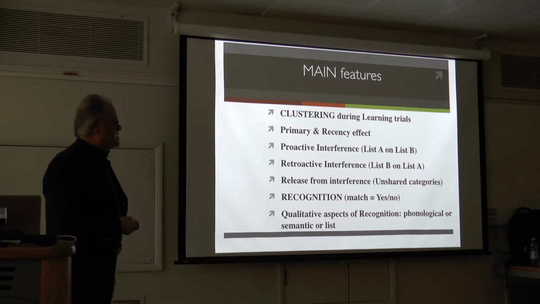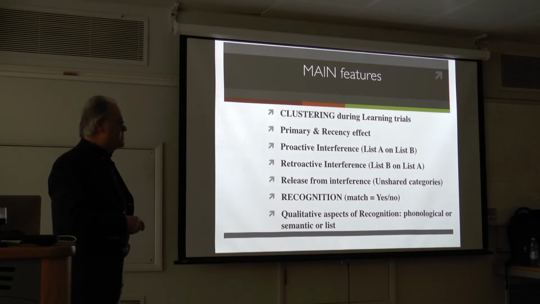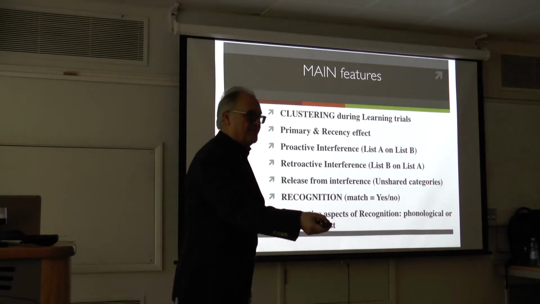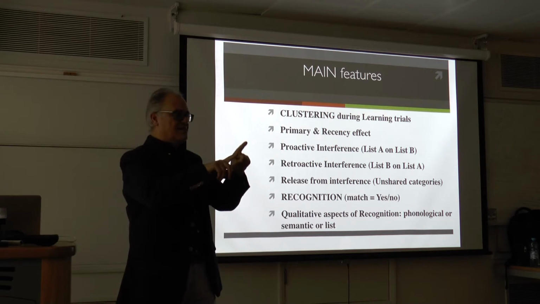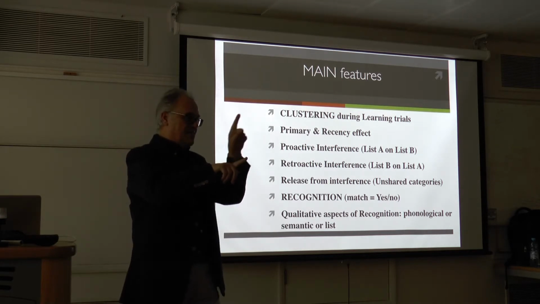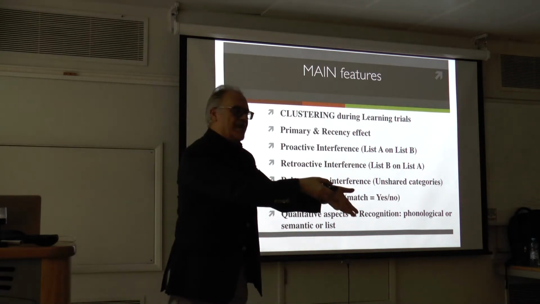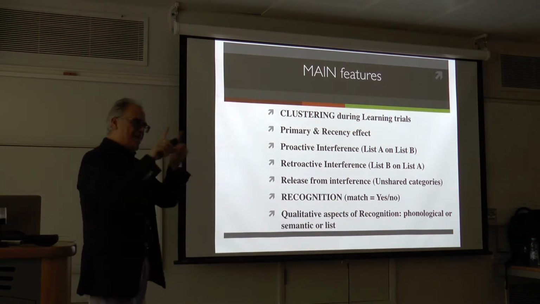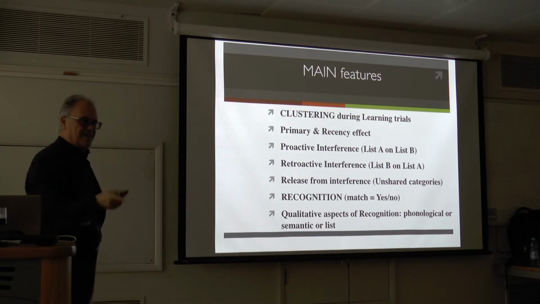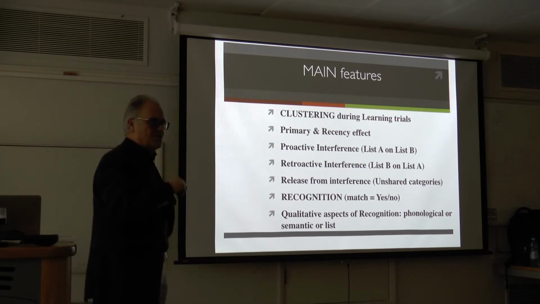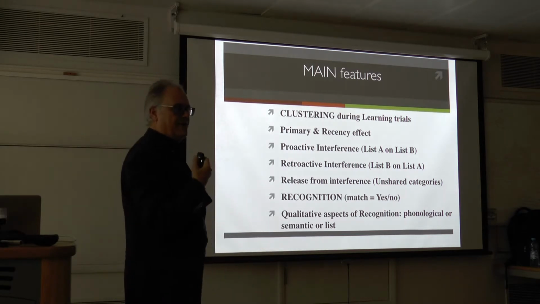You have proactive interference, as I told you, which is generated by list A on list B, and retroactive interference from list B on list A. You can also look at release from interference, usually for the unshared categories. If you do have interference, when in the second list the categories are not present in the first, they are unshared, then you remember more words of those categories rather than those belonging to the same categories in the first and in the second list. So the more you hear words from the same category, the more interference you have generated inside your head.